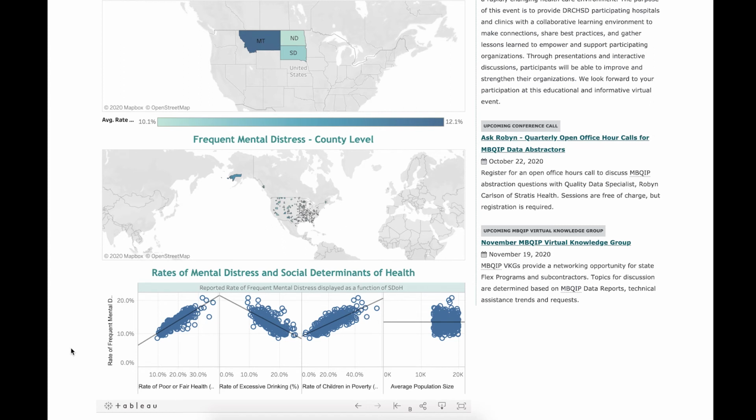We have on our y-axis the frequency of mental distress as a percentage. Specifically, this is the percentage of adults who reported frequent mental distress, given the question, "Now thinking about your mental health, which includes stress, depression, and problems with emotions, for how many days during the past 30 days was your mental health not good?"